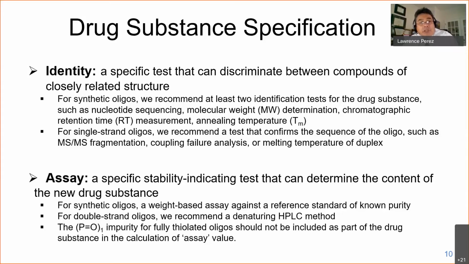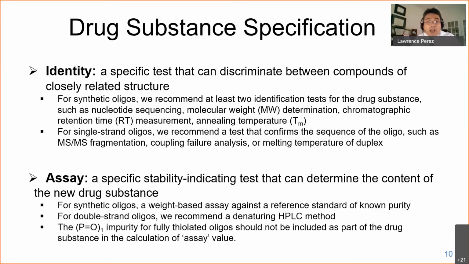And lastly, we still do get a fair number of questions regarding the PO impurity in the drug substance for the oligos that may have a phosphosulfur linkage. And we do look at that PO substance as an impurity, not part of the drug substance, even though it may have the same biological activity. We look at it as an impurity, and so it should not be included as part of the calculation for the purity in the assay.